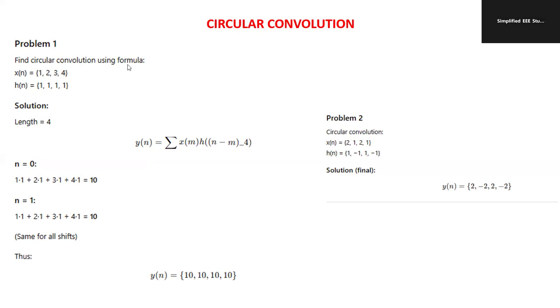Find the circular convolution using the formula. x of n is given, h of n is given. Using this formula, you need to compute the circular convolution. These kinds of problems you need to practice. You can verify the resultant answer.